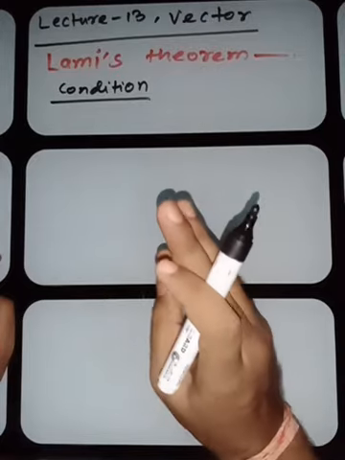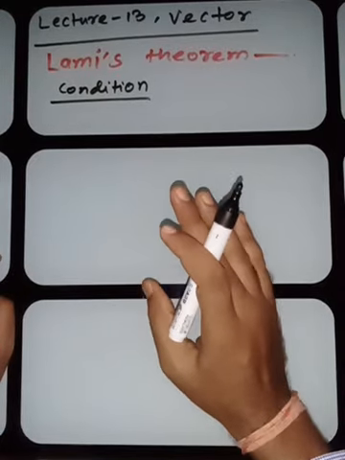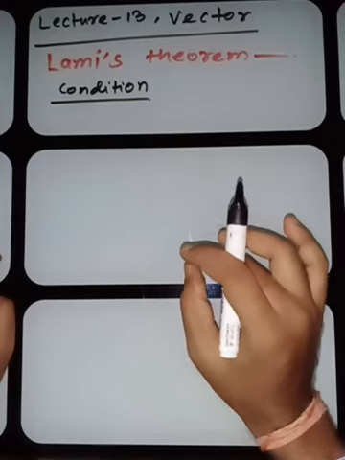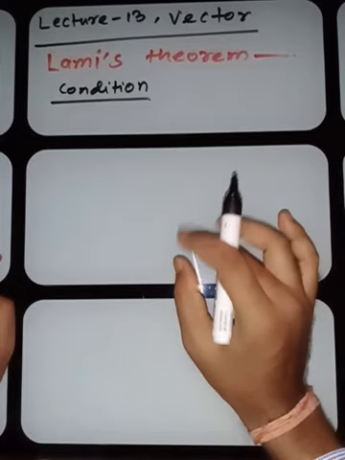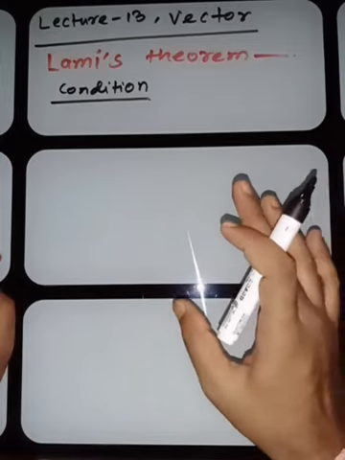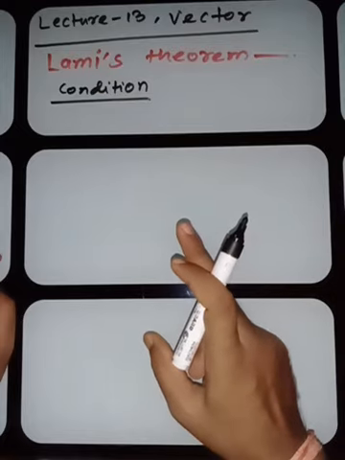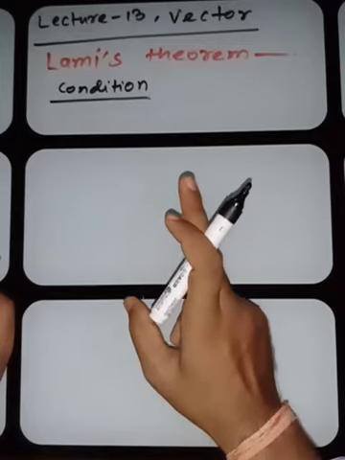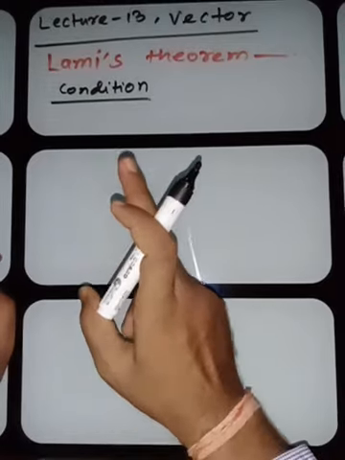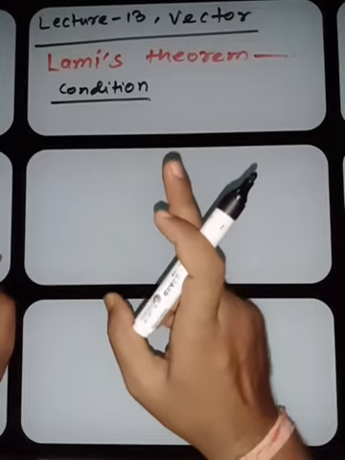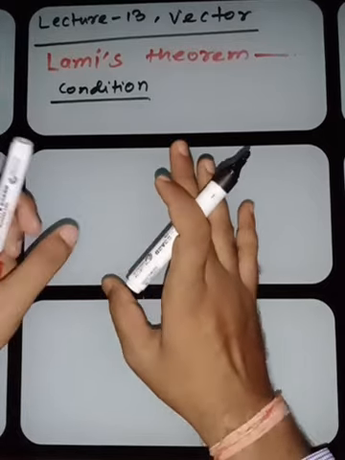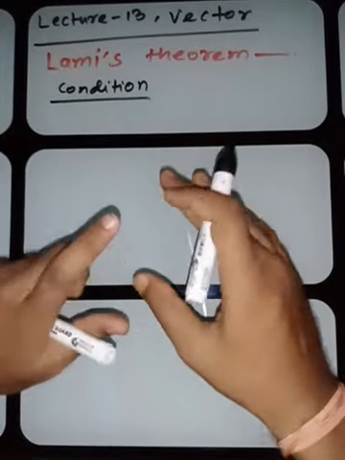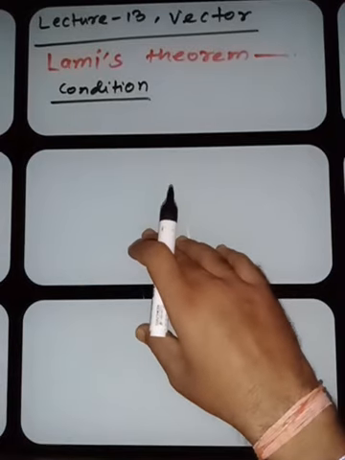Remember the second point you should mention as a condition. Bodies on which forces are acting should be in equilibrium. This one is very important, my dear student. Lamy's theorem is applicable for equilibrium only. Body should be in equilibrium. It means the body is not moving at all, even after applying a number of forces.